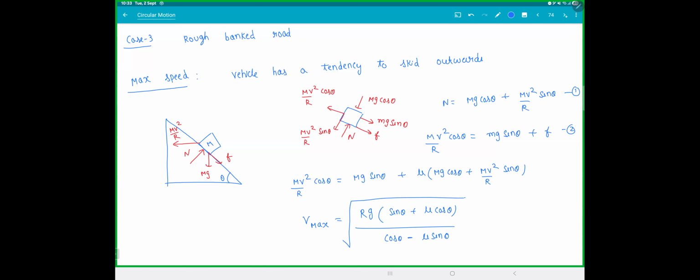If you go anything faster than this, then your vehicle will skid outwards. Check it out. So we have to be careful here. When you take the centrifugal force, you'll have two components, one along the incline and one along the normal. And here they can ask you more. What is the condition if the vehicle never slips?